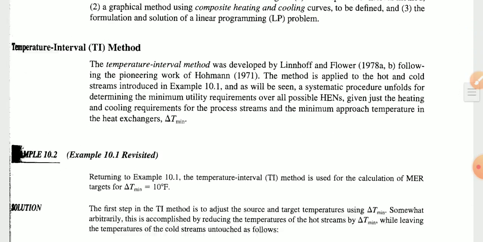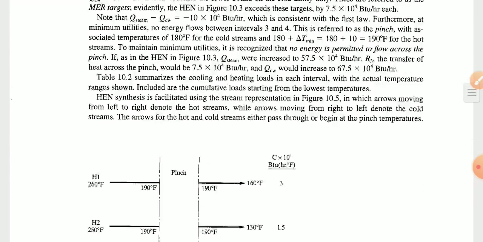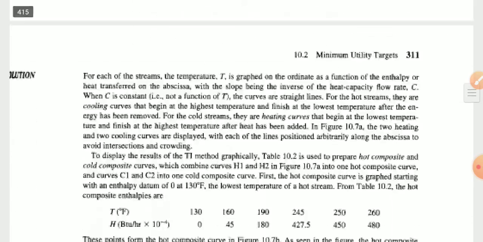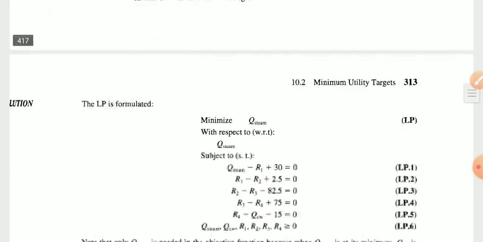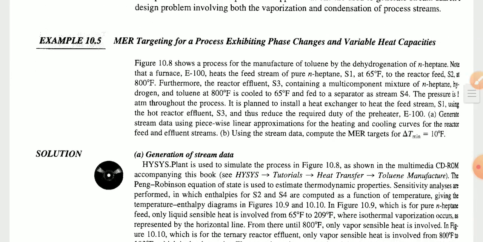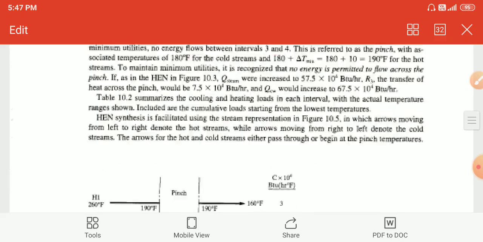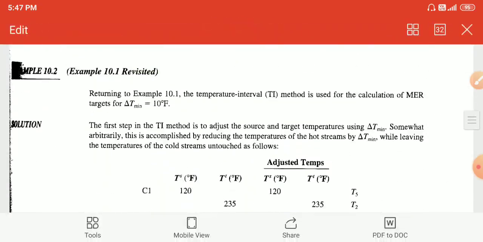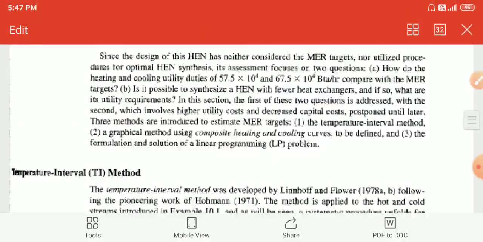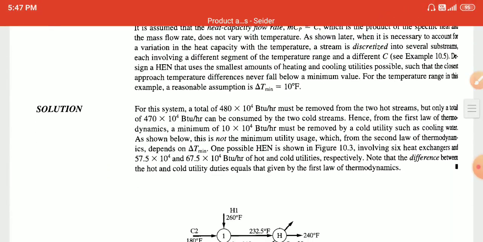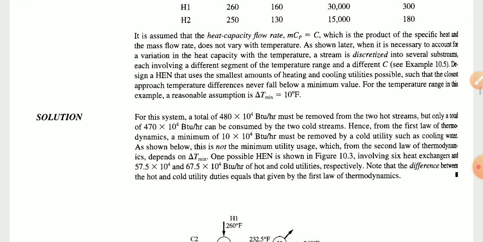This is example 10.5, which we will see later. The composite curve method, and 10.4, this is 10.5, is for the marginal minimum requirement for targeting a process exhibiting phase change and variable heat capacities. We will see how to solve this graphically, and we will also solve it on the basis of example 10.5.